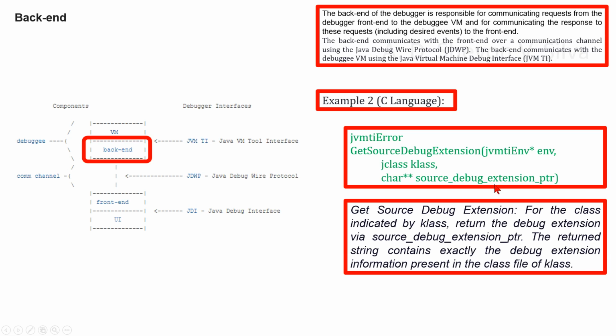Here klass is of jclass type, the class to query, and source_debug_extension_ptr is of char star star. The agent passes a pointer to a char pointer. On return, the char pointer points to a newly allocated array. The array should be freed with Deallocate.